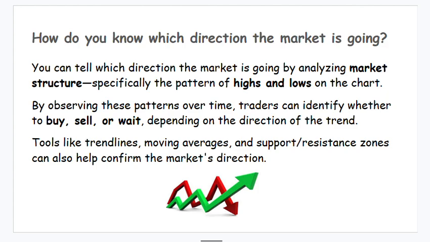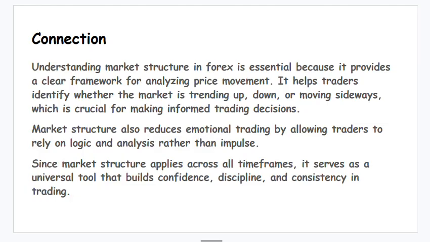Well, we know which direction the market is going by analyzing market structure, specifically the patterns of highs and lows on the chart. By observing these patterns over time, traders can identify whether to buy, sell, or wait, depending on the direction of the trend. Tools like trend lines, moving averages, and support resistance zones can also help confirm the market's direction. Look forward to lessons on trend lines, moving averages, and support and resistance.